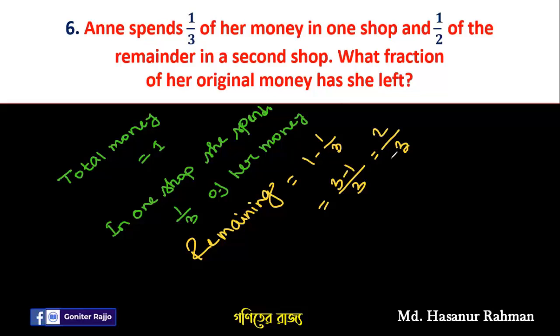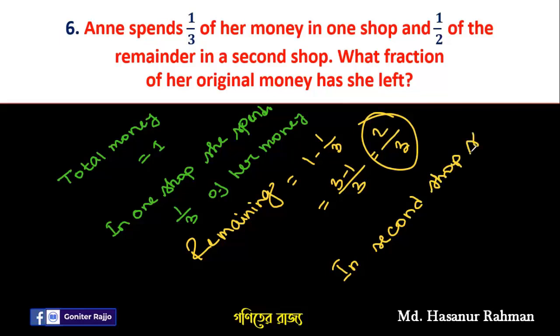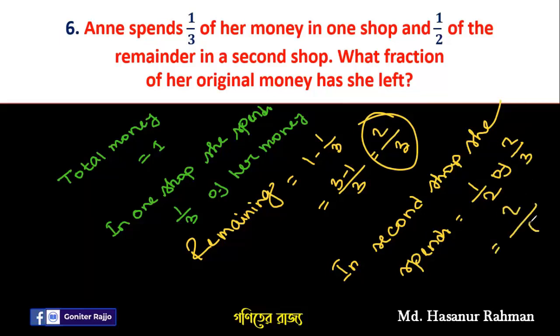Okay. Now she spends 1/2 of the remainder. So remainder means what? 2 by 3. So now in the second shop, she spends 1 by 2 of 2 by 3. So 1 times 2 is 2, and 2 times 3 is 6. So in the second shop, she spends 2 by 6 of her money. That means 1 by 3 of her money.